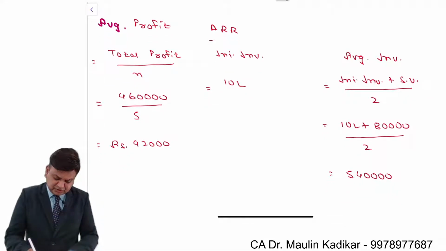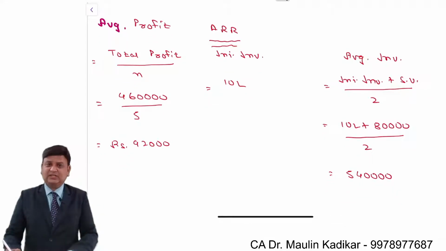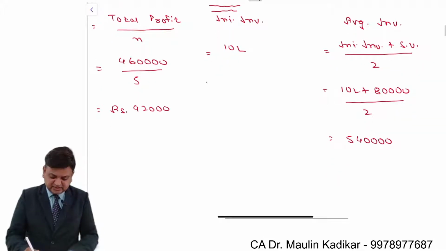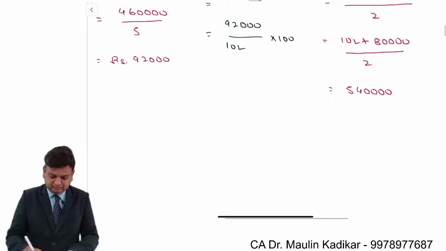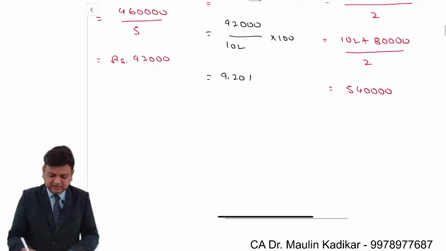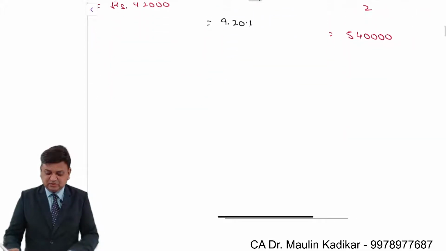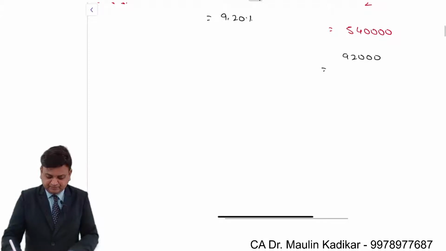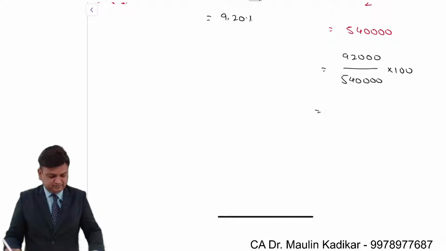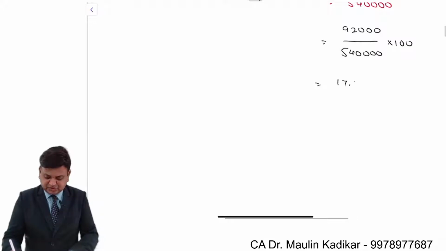Now when you compute the ARR using the initial investment, then friends, it is the average profit 92,000 divided by initial investment 10 lakhs into 100. And the answer comes to 9.20%. And when you use the average investment, then it is 92,000 divided by 5,40,000 multiplied by 100. This is the way we calculate the answer. And in this case the answer comes to 17.04%.